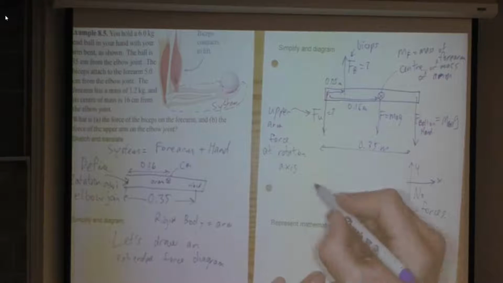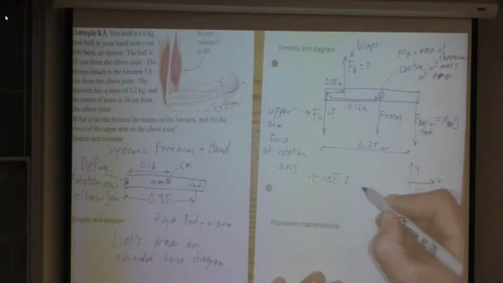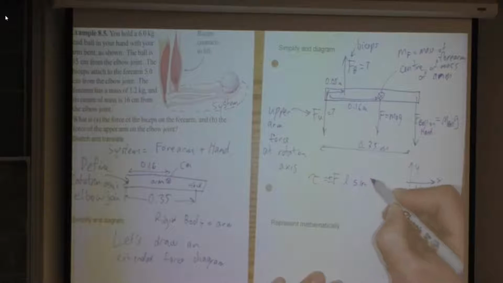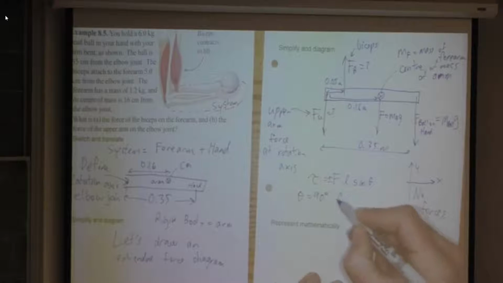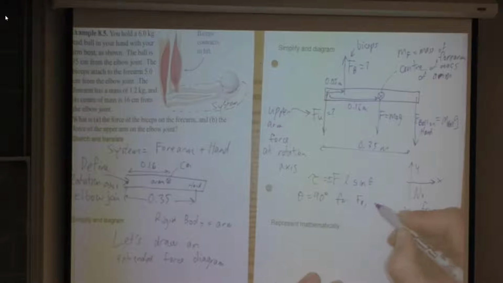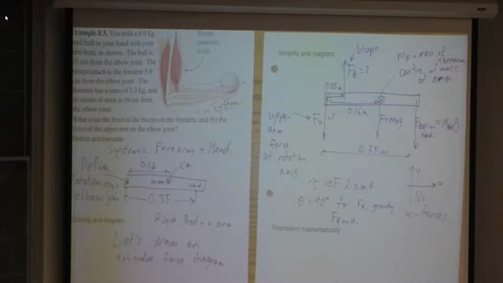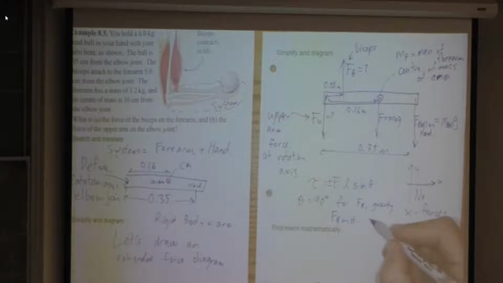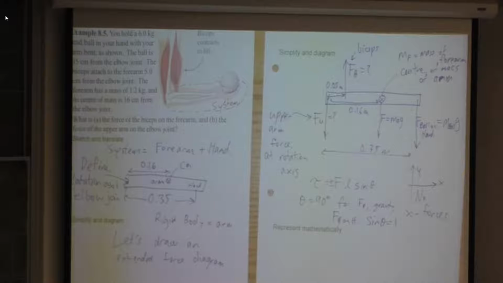Okay. I'm going to use torque is equal to F times L times sine of theta. So theta equals 90 degrees for all these forces, for F_B and the gravity and the force of the ball on the hand. They're all acting 90 degrees up or 90 degrees down. So sine theta equals 1. So what we're just going to do is multiply the forces times the distance they are from the axis.